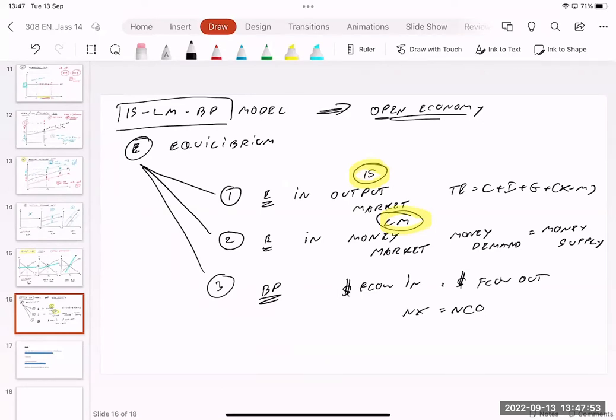The equilibrium point in the IS-LM and BP model, the point where the IS curve intersects with the LM curve and the BP curve, represents equilibrium in the output market at the same time as equilibrium in the money market, and that the money flowing in equals the money flowing out. So this is a strength of the IS-LM and BP model.